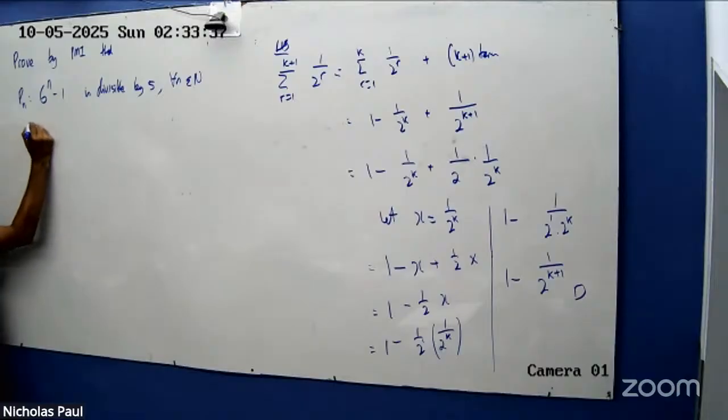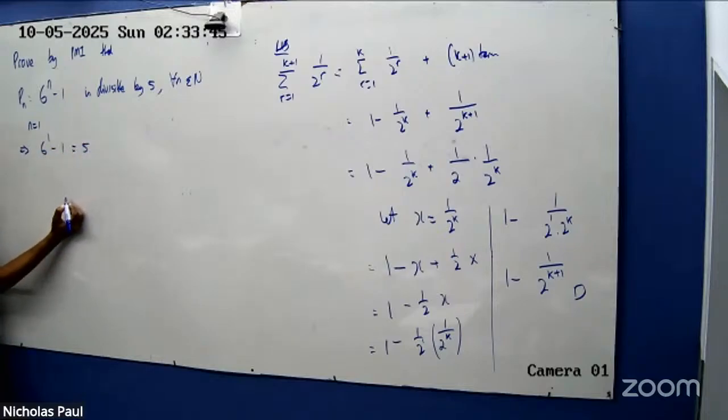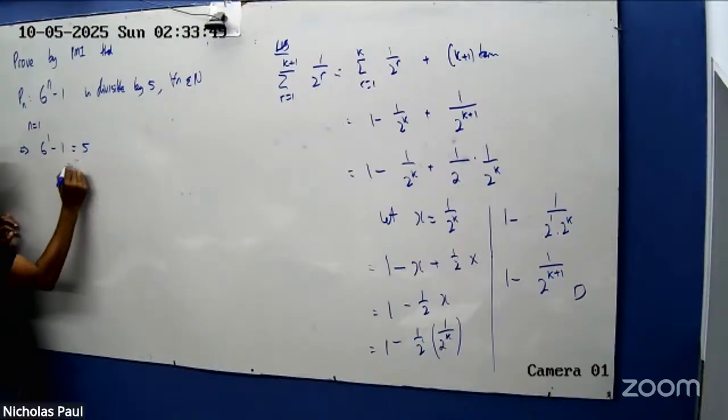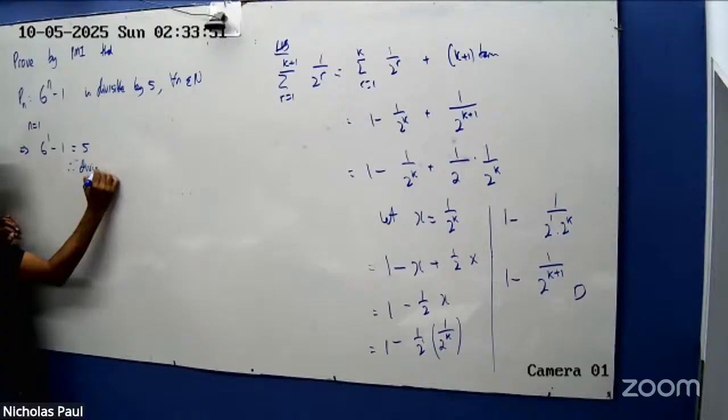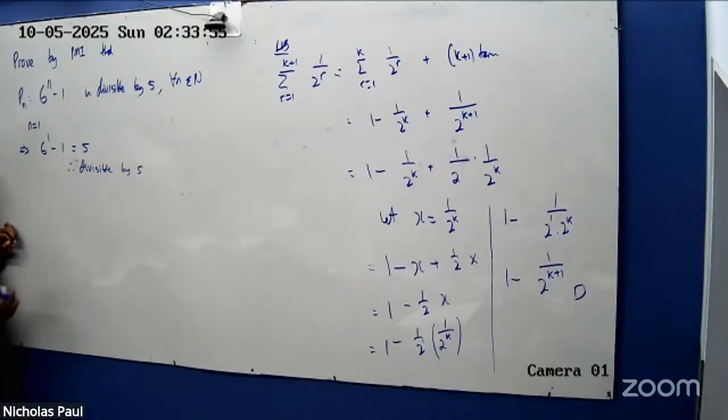So when n is 1, what will happen? You'll get 6 to the 1 minus 1, which is 5, right? Therefore, it's divisible by 5. You okay with that?